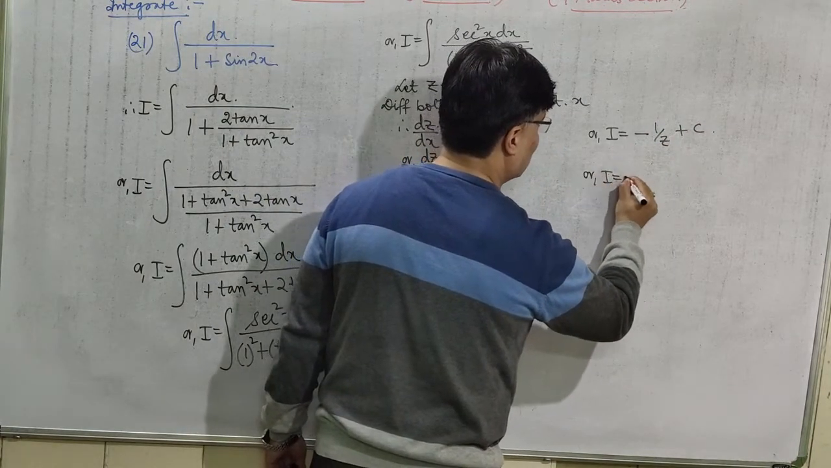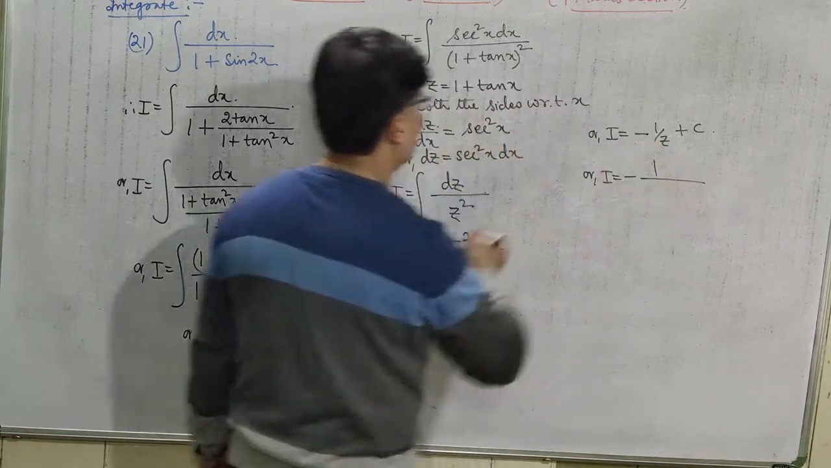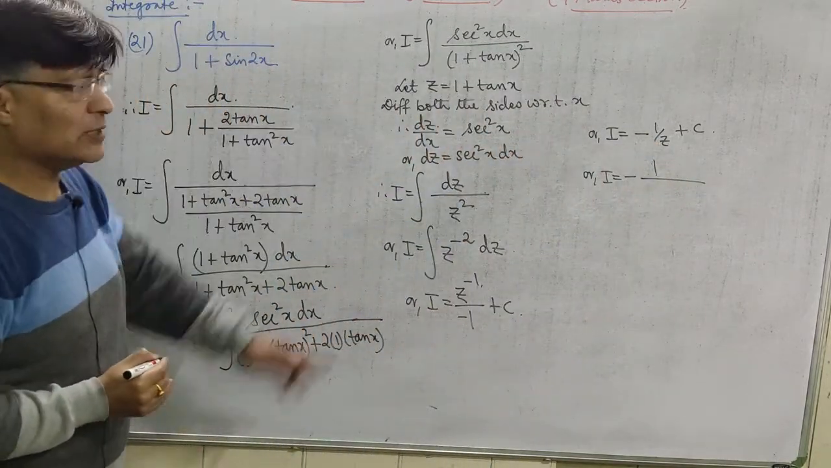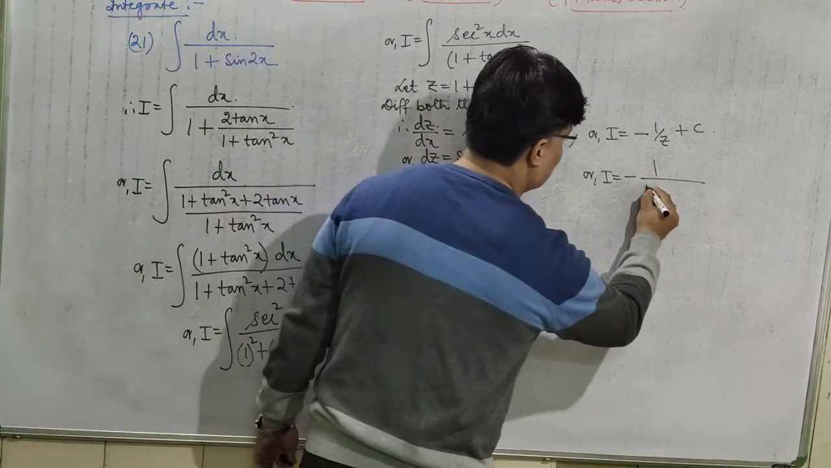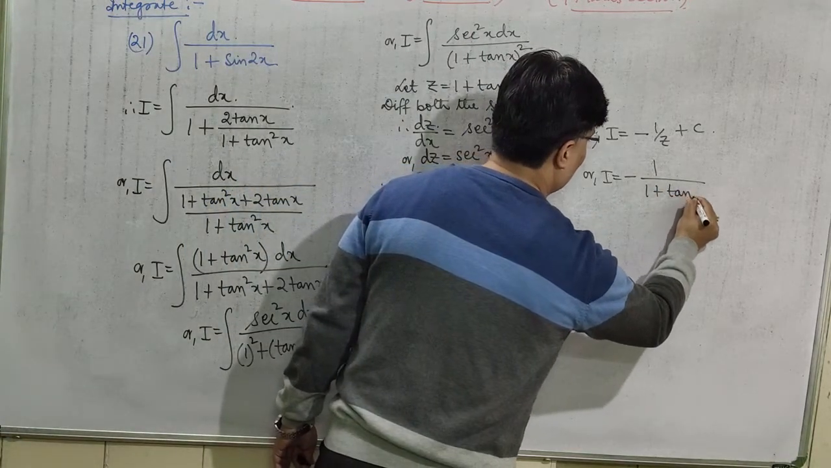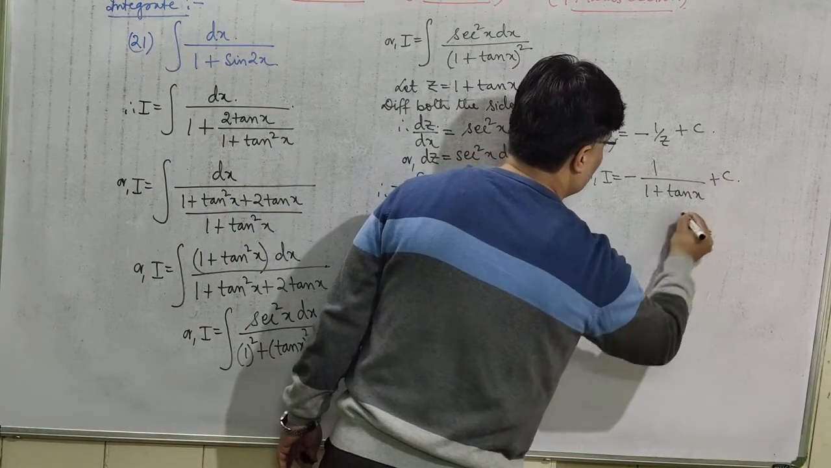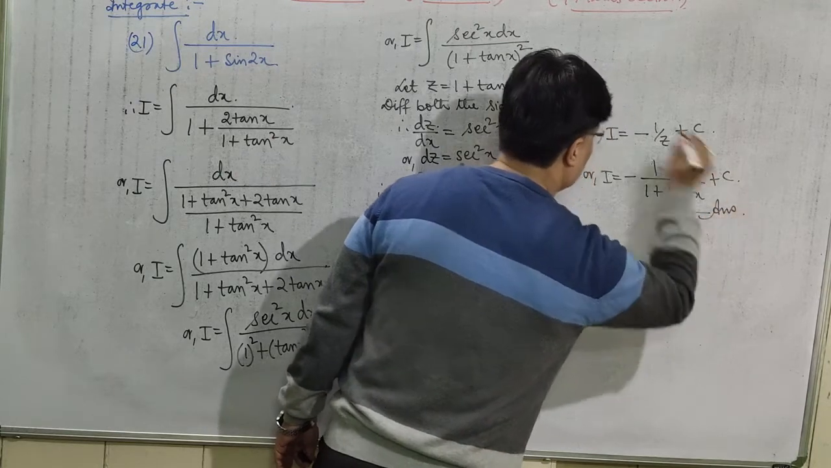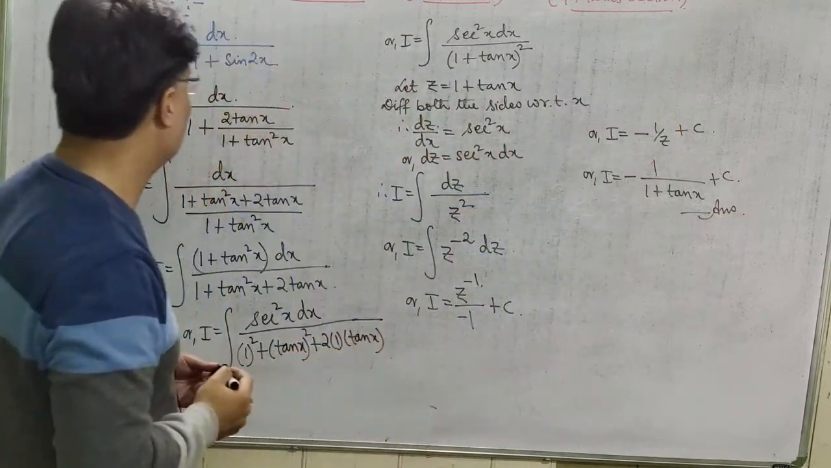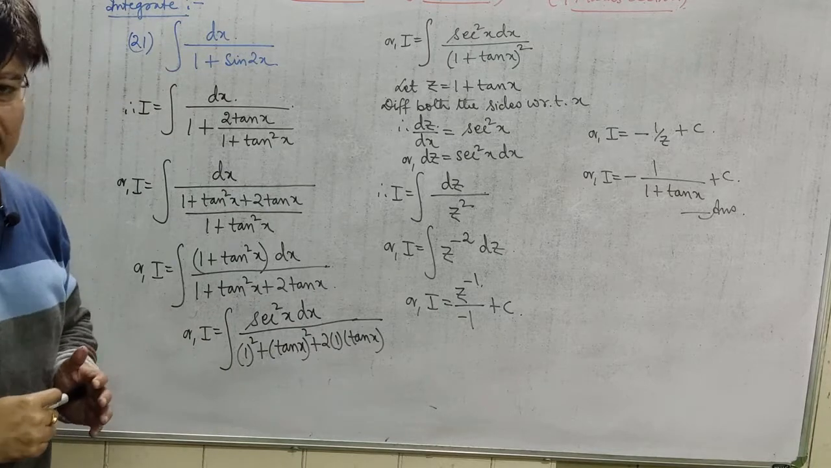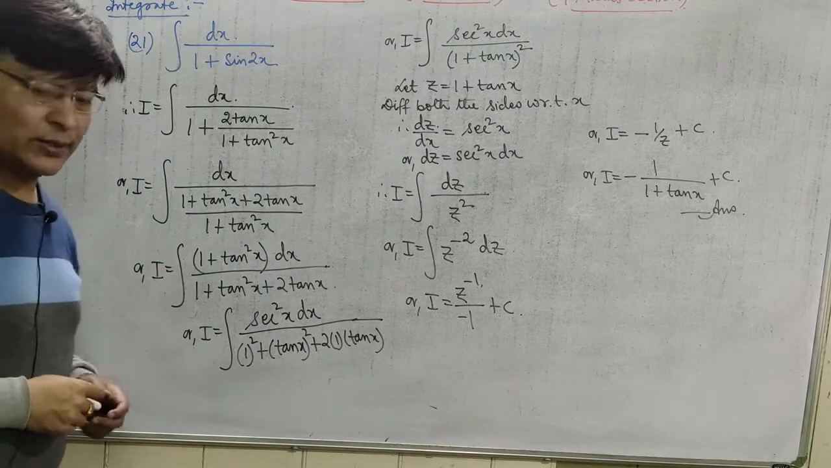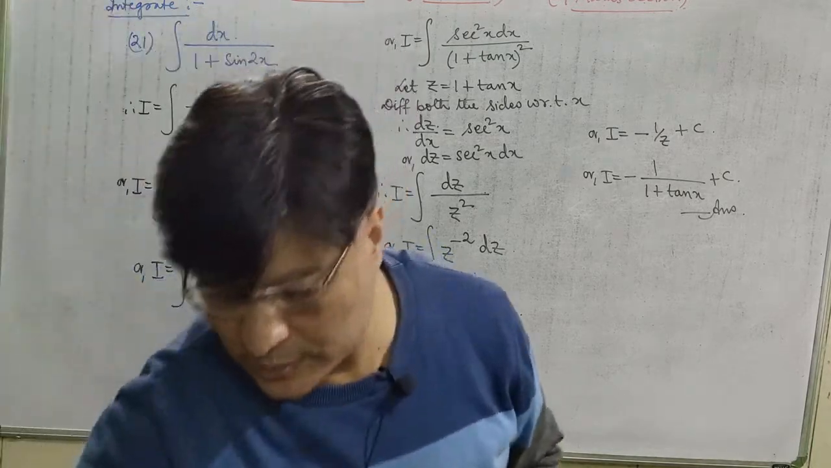Or I is equal to minus 1 upon, let us put the value for z. What is the value for z in this case? It is 1 plus tan x. Then what should you write? Plus c. So this is the final answer. So I think you have understood this method. So you can copy it. Now we'll do the next question.